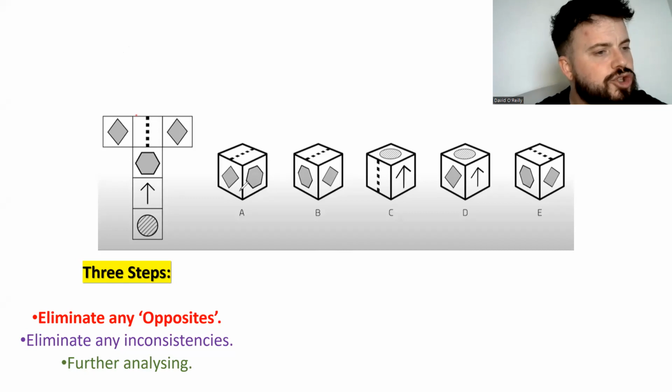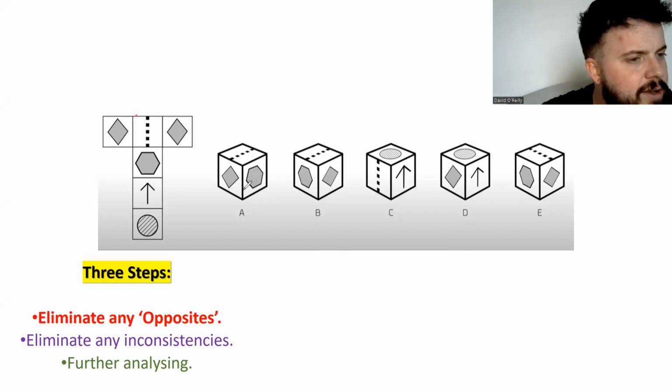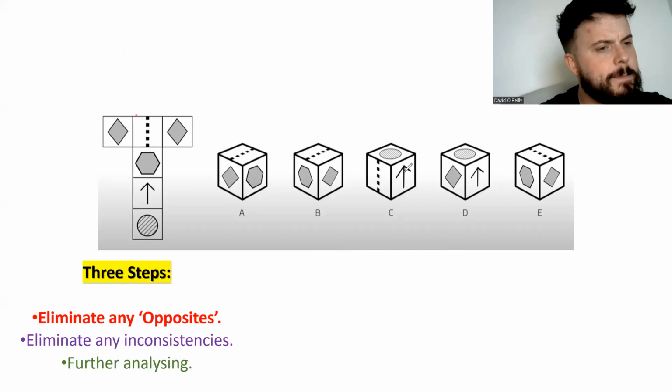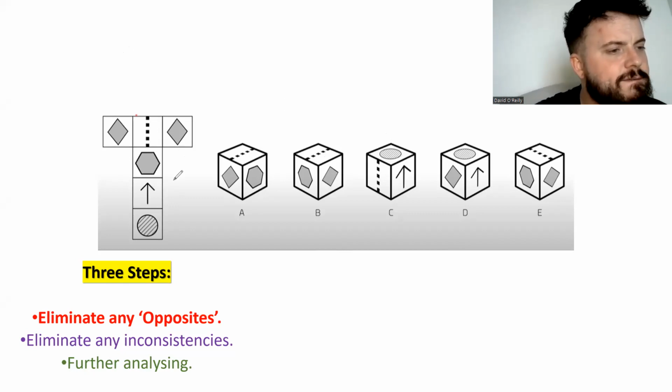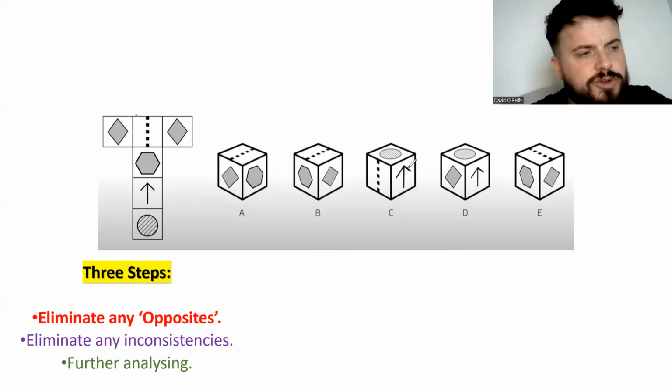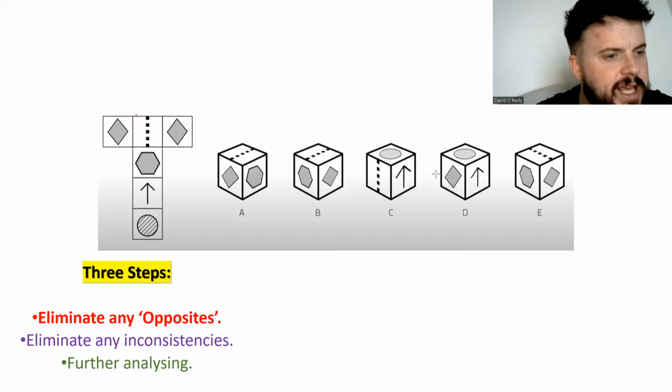Let's have a look. Do we have any opposites here? No. Do we have any opposites here? No, we don't. Do we have any opposites here? Yes, we do. We've got 4 and 5. We've got the dotted line and the arrow. They should not be next to each other. So let's get rid of C.